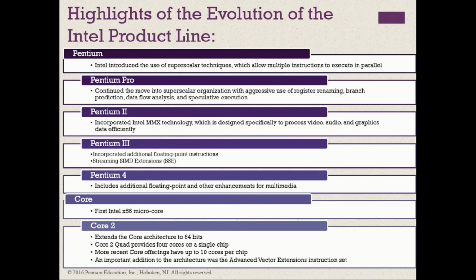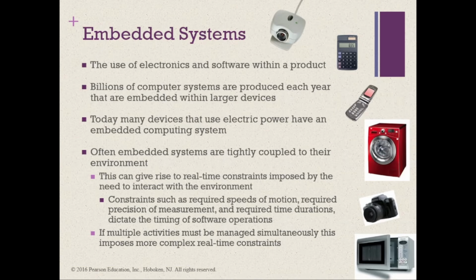So we already finished with the highlights of the evolution of the Intel product line. Next, we have the embedded systems. The term embedded system refers to the use of electronics and software within a product as opposed to a general purpose computer such as a laptop or desktop system. Millions of computers are sold every year, including laptops, personal computers, workstations, servers, mainframes, and supercomputers. In contrast, billions of computer systems are produced each year that are embedded within larger devices.